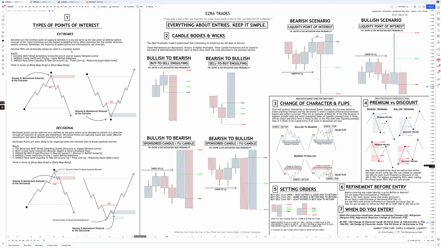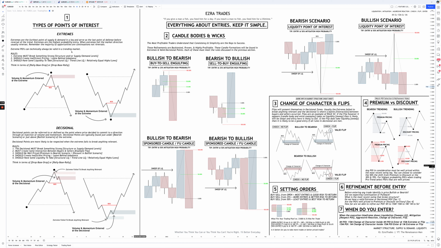EU typically doesn't. The decisional usually works really well, and flip zones usually work incredibly well, which we'll get into, right? But when it comes to extremes, they're valid just because they are the furthest point in a leg, and that's usually enough, right? But how do I decide to take them?